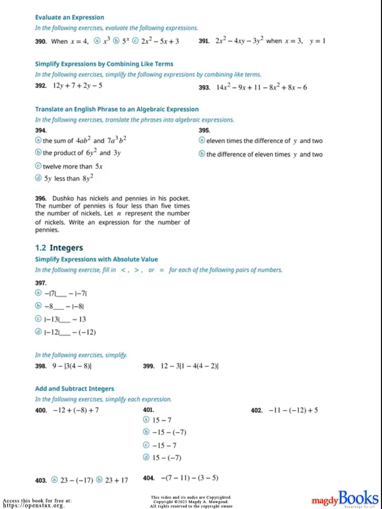402. Negative 11 minus (negative 12) plus 5. 403. A. 23 minus (negative 17). B. 23 plus 17. 404. Negative (7 minus 11) minus (3 minus 5).